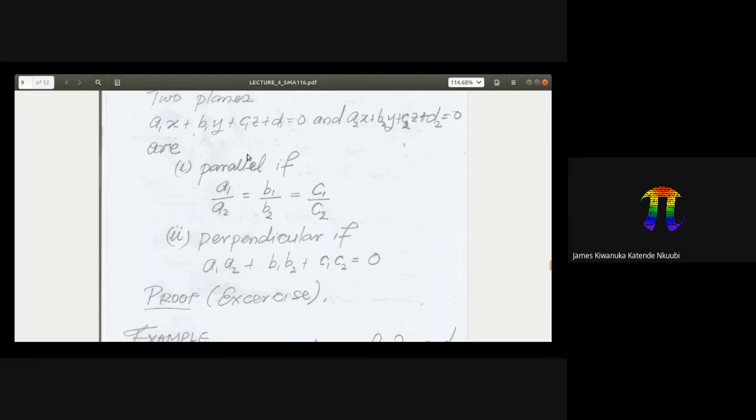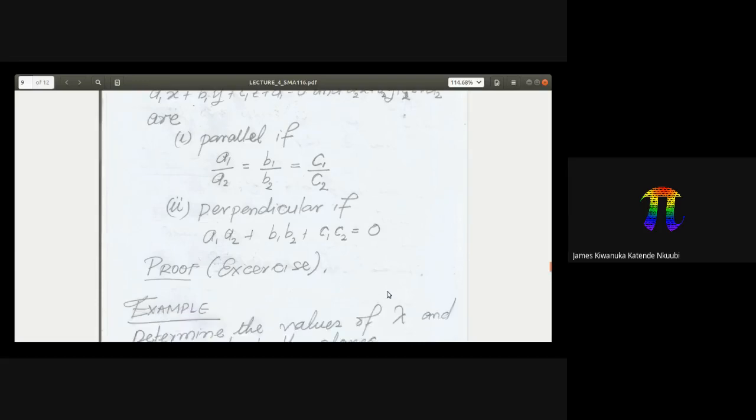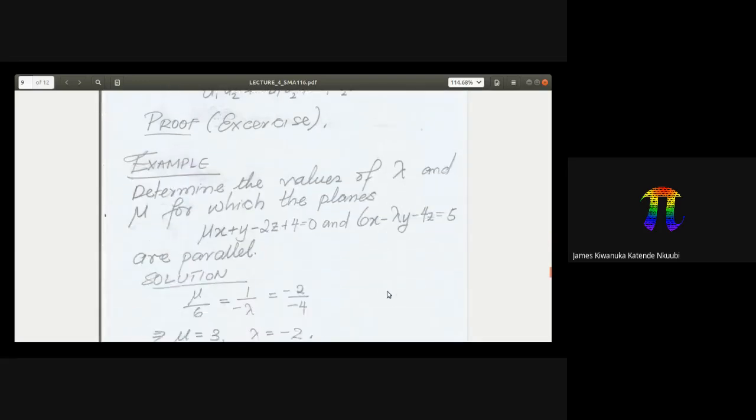So keep this in mind. You can check that they're parallel if these ratios are equal, and they're perpendicular if the dot product of the normals is equal to 0. You know that two vectors are perpendicular if their dot product is equal to 0. So again, you can prove this as an exercise. So here is an example.